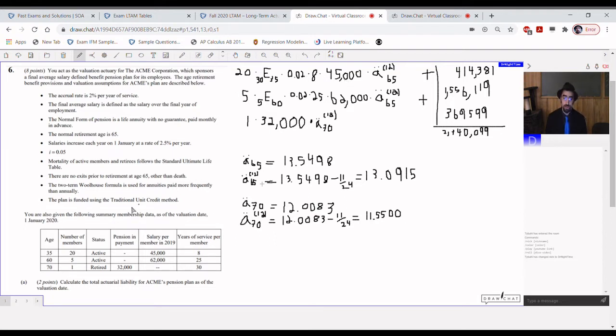Note this is traditional unit credit, that's why you stick with the $45,000 per year, not the $45,000 times 1.025 to whatever power you need to look in the future. That is projected unit credit. They only deal with projected unit credit way off at the end. And then times the monthly A double dot 65.